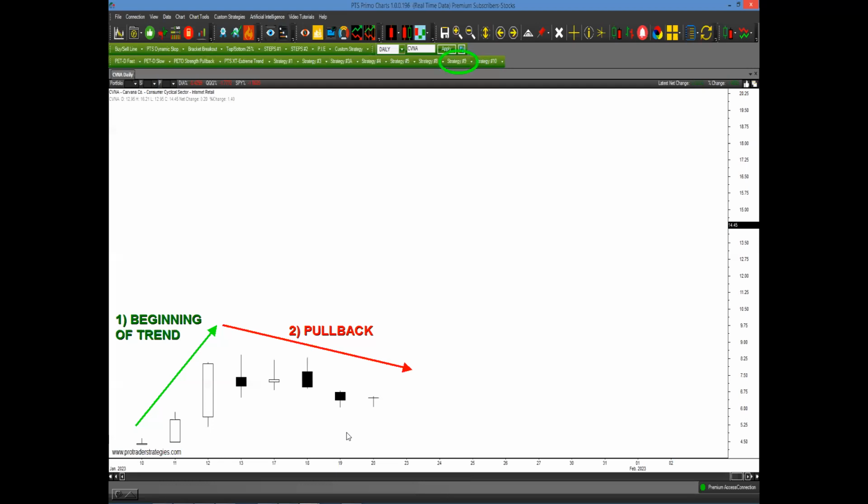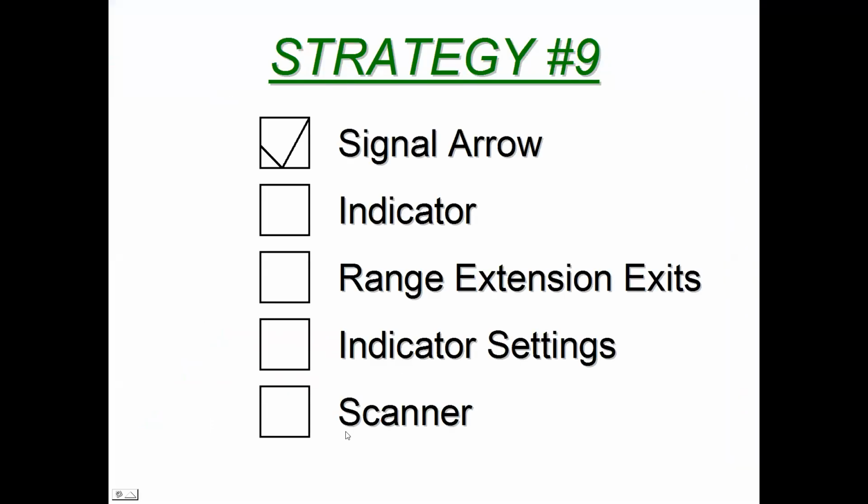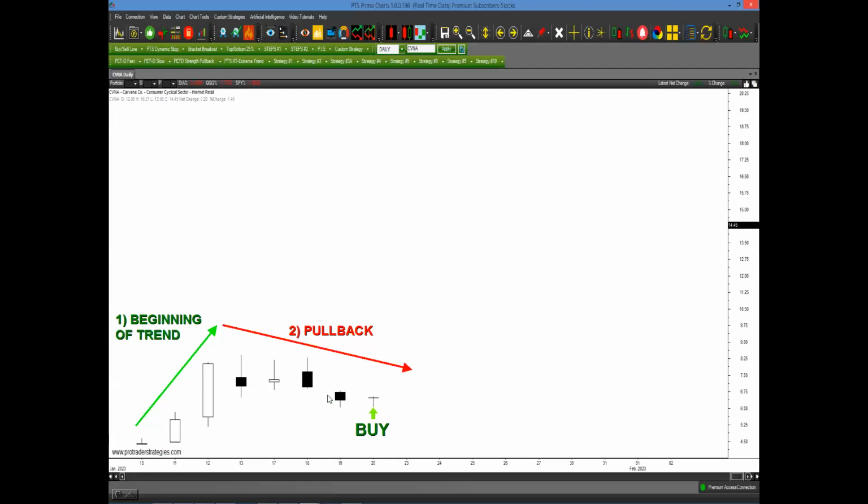In order to check your work, you click on strategy number 9. In the drop-down menu, click on signal arrow. And guess what? You were right. Right at the bottom of that sell-off, there's a buy signal generated.